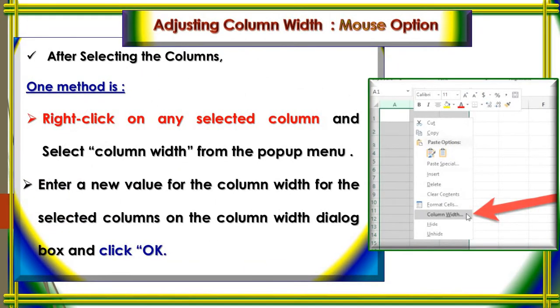After selecting the columns, one method for adjusting the column width using mouse option is right click on any selected column and select column width from the pop-up menu. Enter a new value for the column width for the selected columns on the column width dialog box and click OK.